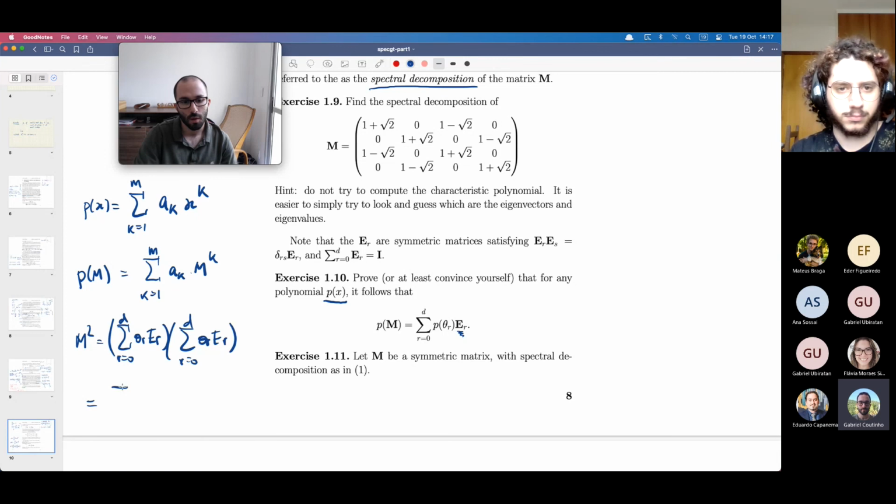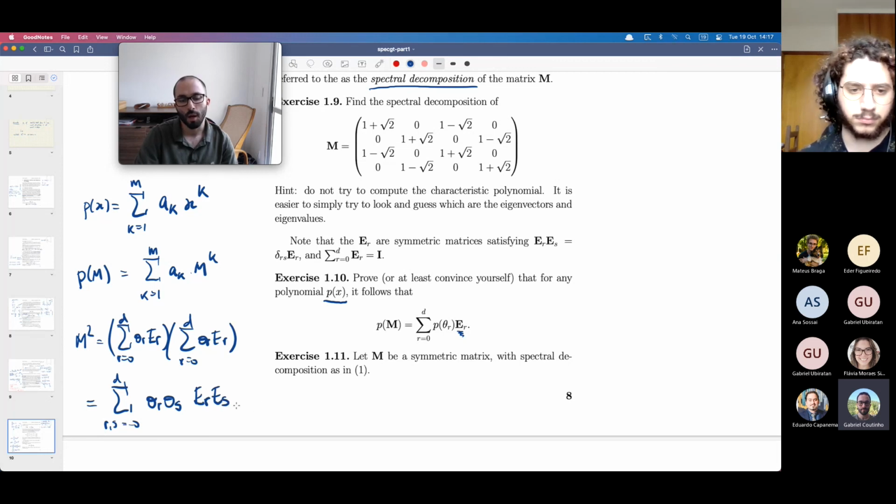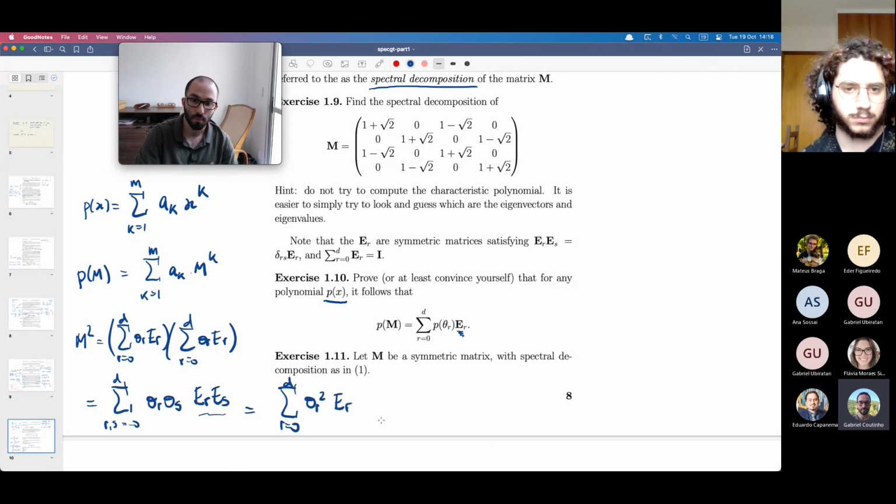Now this thing here is the sum over r and s going from 0 to d of theta r theta s times er es. When r and s are different, this thing is 0. When r and s are equal, this thing is er, because this is a projection. So the result here is the sum over r from 0 to d of theta r squared er. So M squared has the squares of the eigenvalues, with the same projections.